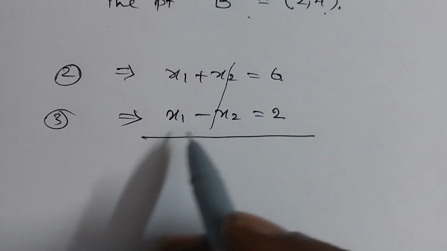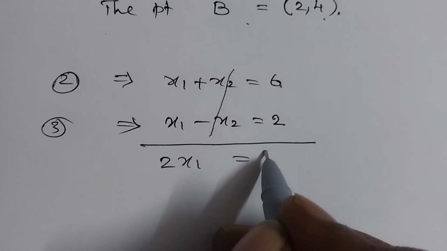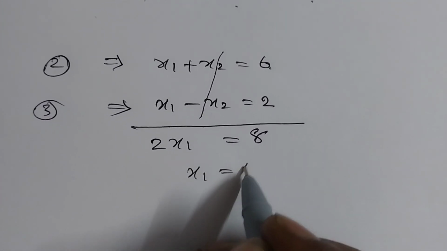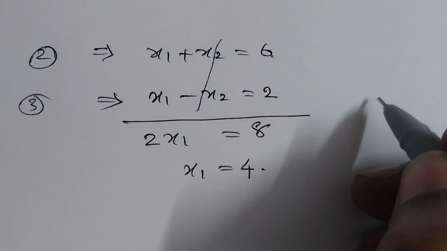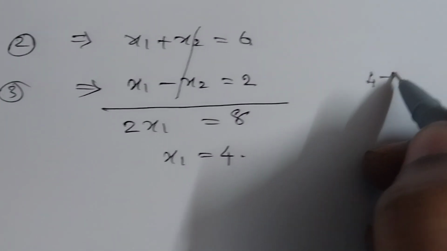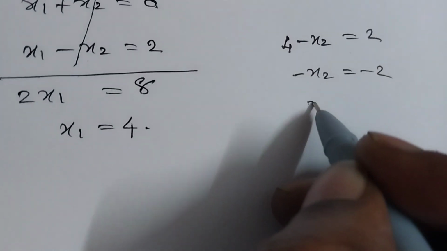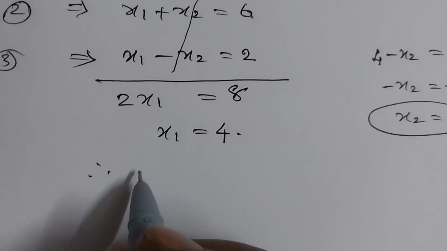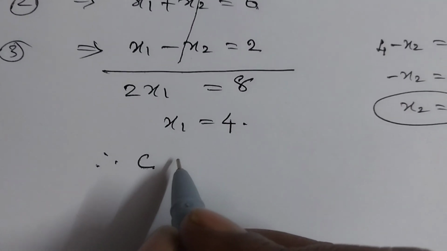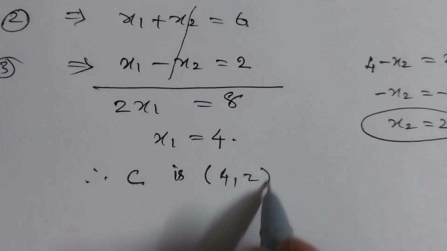So I just add these two equations and it will be cancelled, and 2x1 is equal to 8 and x1 is equal to 4. So you have to substitute this here. So this becomes 4 minus x2 equal to 2. So minus x2 is equal to minus 2 and x2 is equal to 2. Therefore the corresponding point C is 4 comma 2.